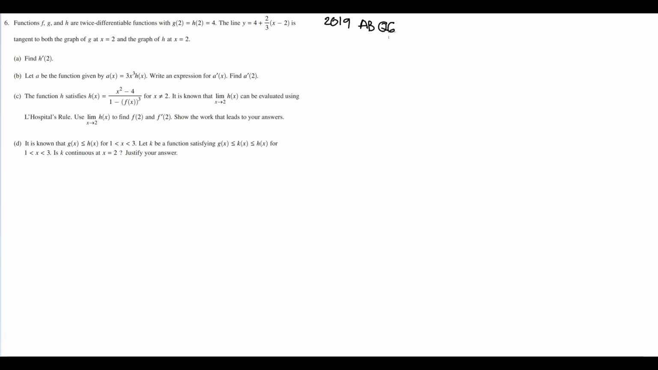Functions f, g, and h are twice differentiable functions with g of 2 equals h of 2 equals 4. The line y equals 4 plus 2/3 (x minus 2) is tangent to both the graph of g at x equals 2 and the graph of h at x equals 2. So we know the line is tangent to both graphs at x equals 2, and they're asking us to find h prime of 2.